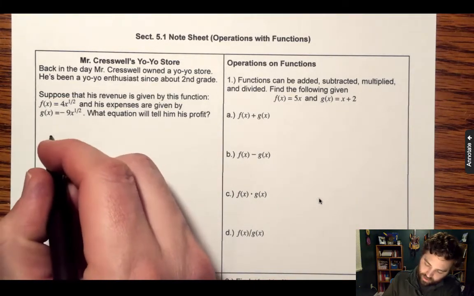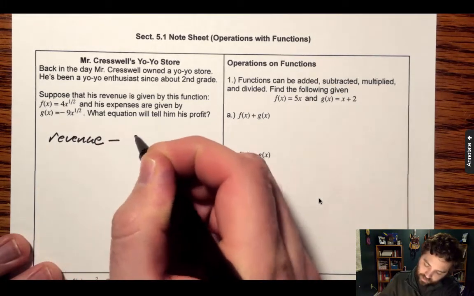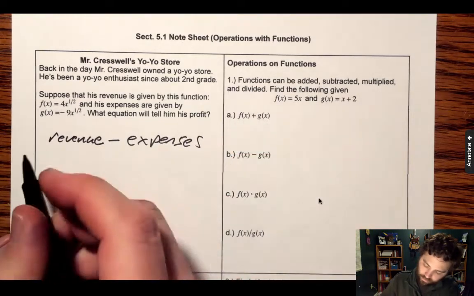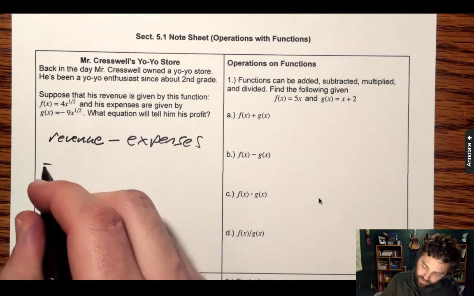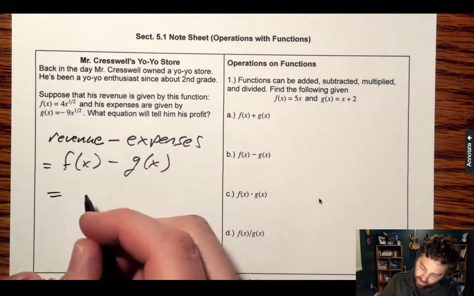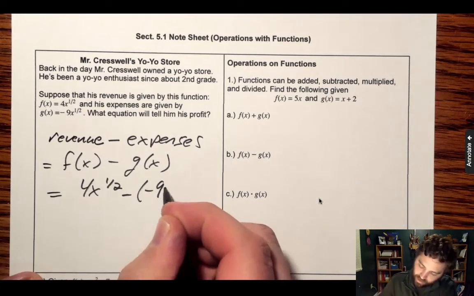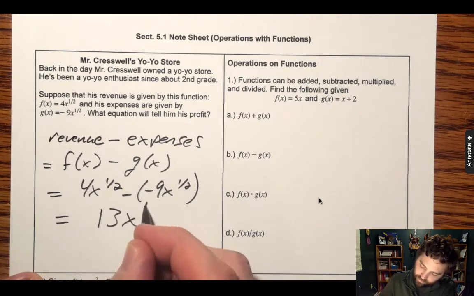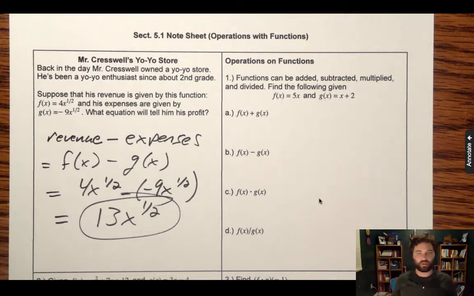Well, he's going to take revenue minus expenses. And in our example here, that is f of x minus g of x. F of x is 4x to the 1 half minus a negative 9x to the 1 half. And so that's going to be 13x to the 1 half. Okay, so there's our equation, or our function that models profit.